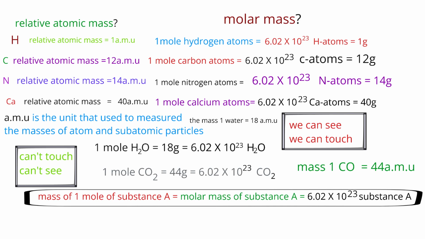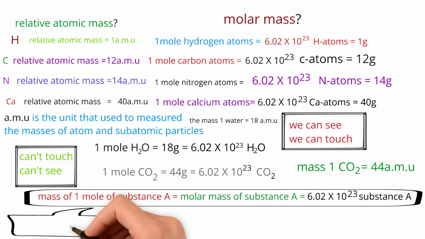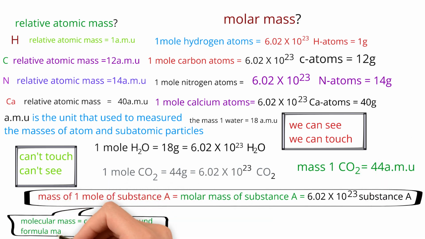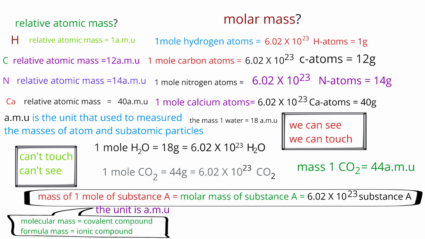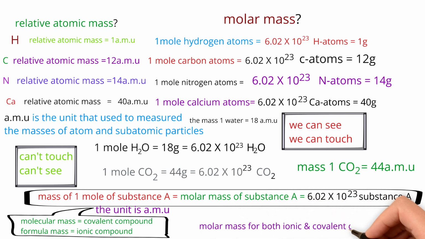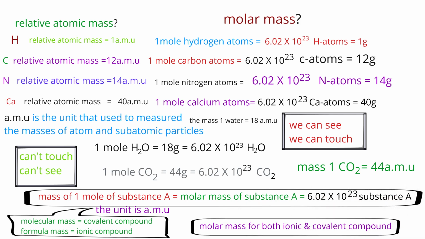The mass of a single carbon dioxide molecule is equal to 44 atomic mass units, but the mass of 6.02 times 10 to the power of 23 carbon dioxide molecules is equal to 44 grams. Now, relative mass is used for covalent molecules, for any compound. The unit here is atomic mass unit. Molar mass is used for both ionic and covalent compounds, but the unit here is gram.